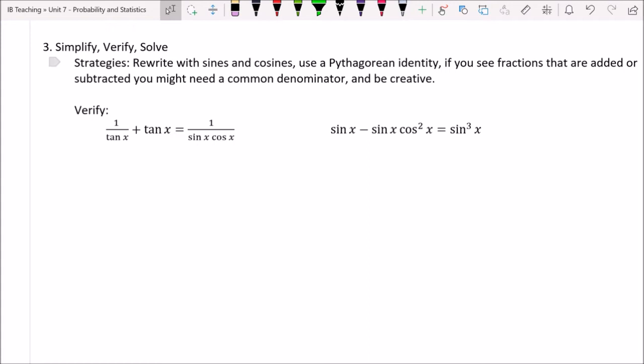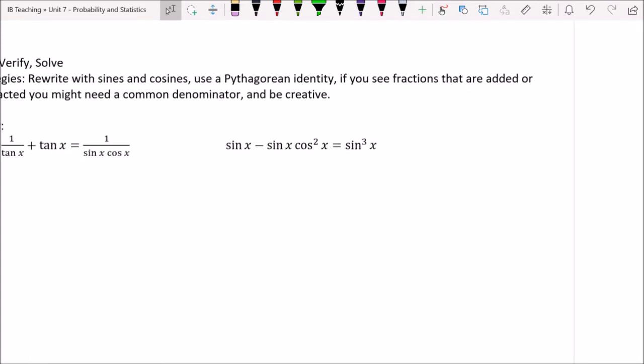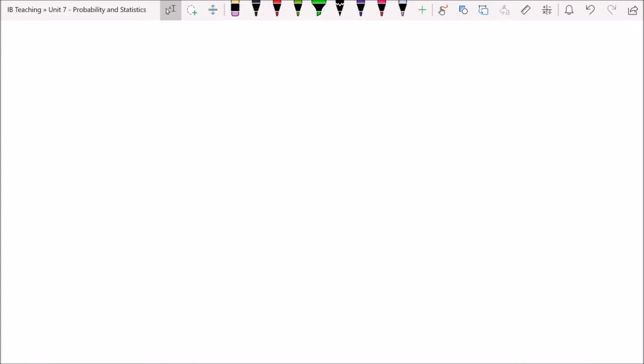I also want to remind you, when we're verifying, that's when we have an equation. We have to work on the two sides of the equation independently. We cannot do things like adding tan to both sides or dividing by 6 on both sides. Okay, so let's just take a quick diversion, make sure we remember what the Pythagorean identities are, because I'm going to be using those in these next questions that we go over.